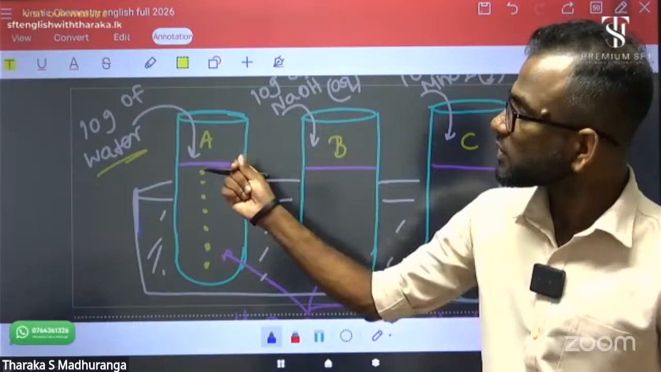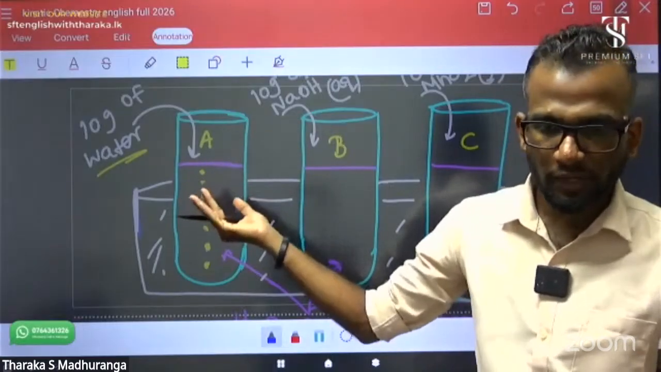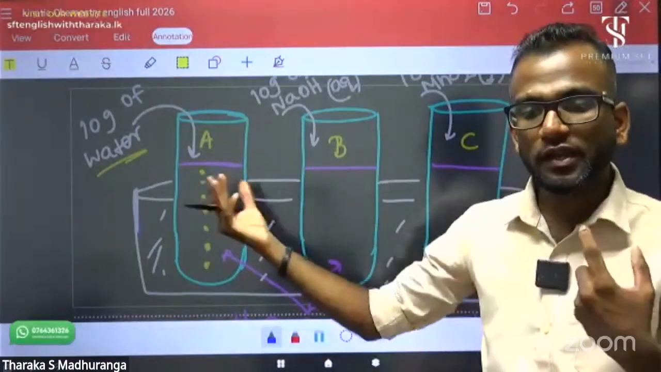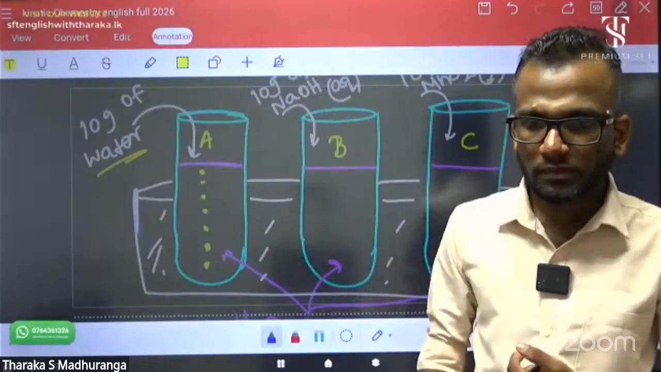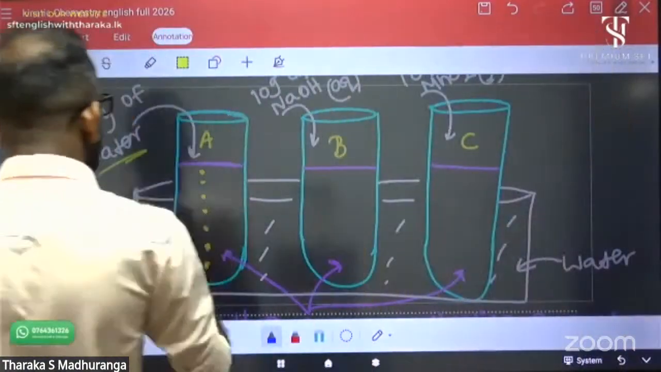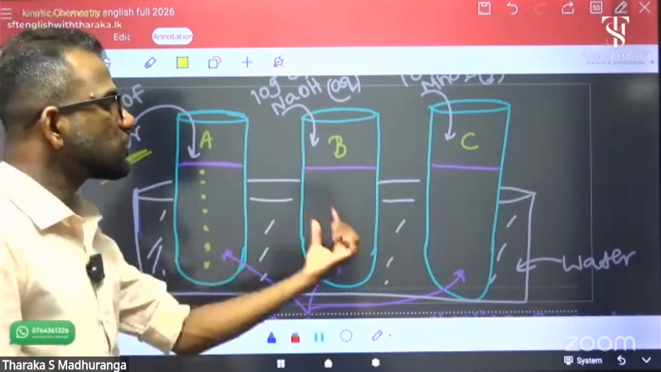We added water as a control sample, a control experiment. Otherwise, how can we compare the rate? Okay, make it a control sample, right? The others are the experiment samples.